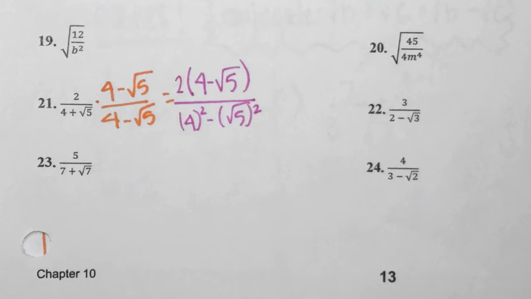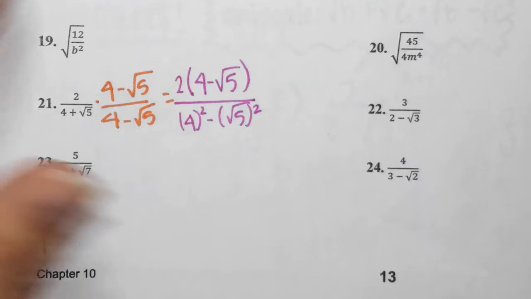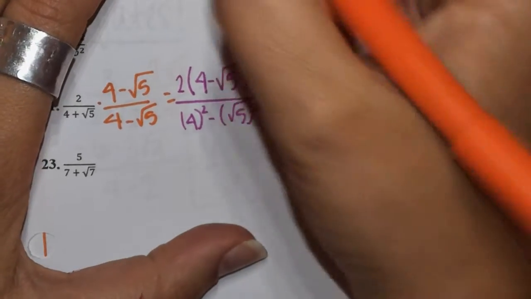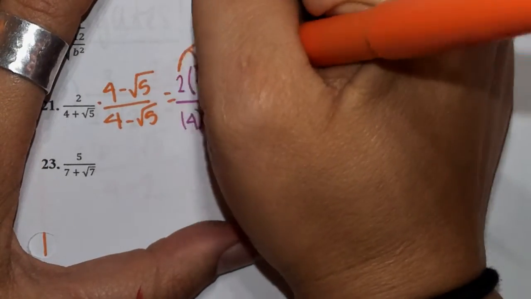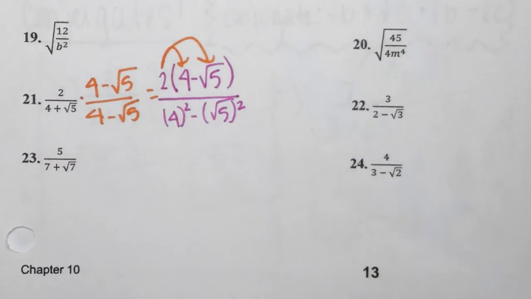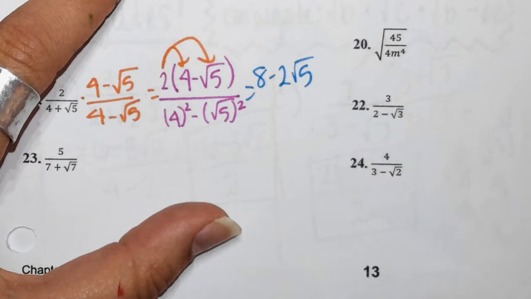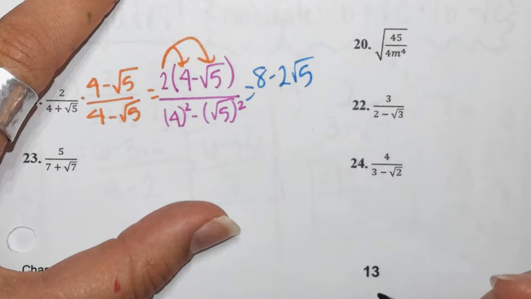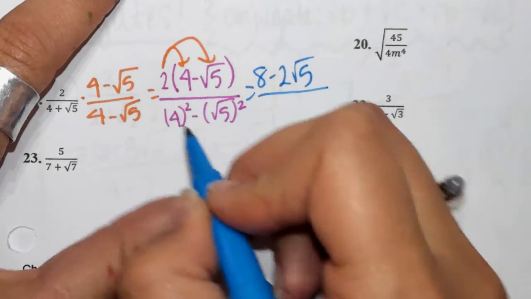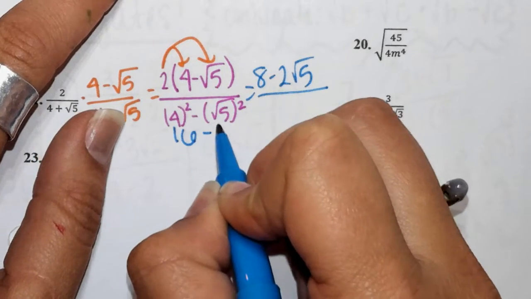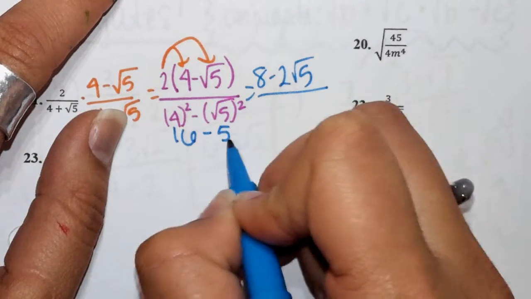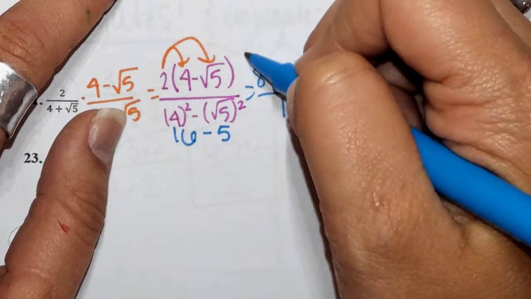Is that a minus or a plus up top? I can't really read because you're waving it. Plus. Minus. Oh, yeah. Alright, so then from here you distribute, right? You distribute that there and there. And that gives you 8 minus 2 root 5. Do we all see how I got that? Okay. And then 4 squared is 16, minus the square root of 5 squared is 5. 16 minus 5 is 11.